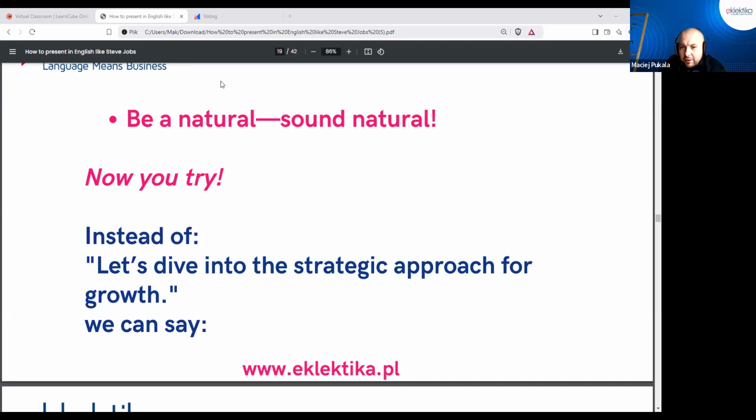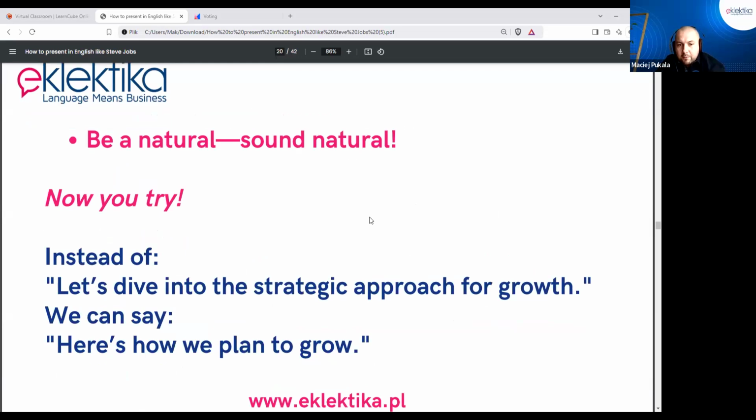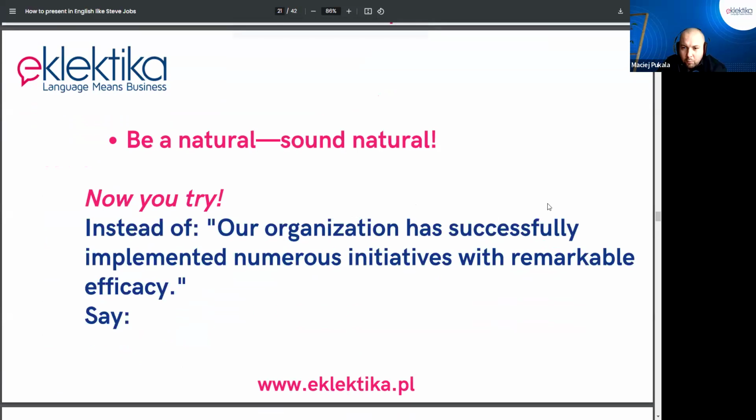Okay, I really like this answer by Jan. Let's see how we can grow. I like that. It's classic and all good. Here's how we plan to grow. Okay, we're gonna go on. I have one more. Our organization has successfully implemented numerous initiatives with remarkable efficacy. That's a big word, yeah?